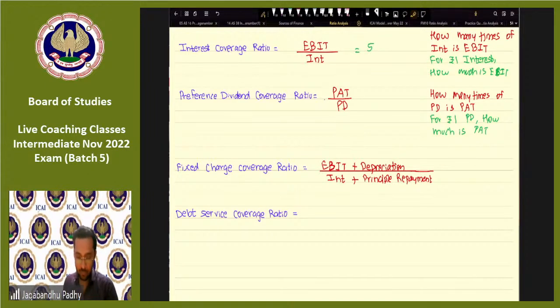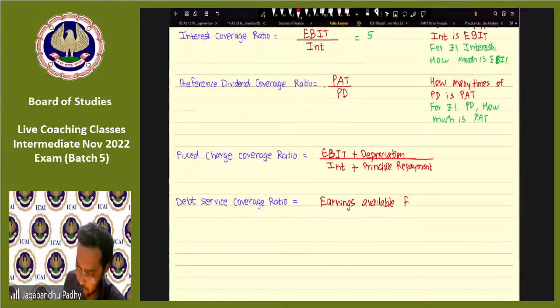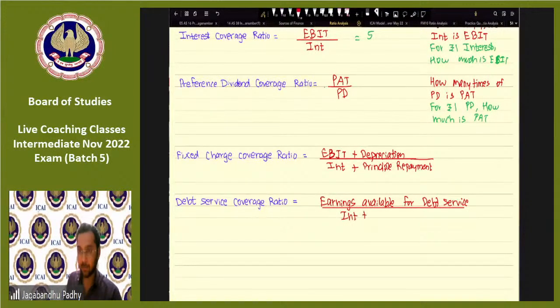Okay. Then debt service coverage ratio. Debt service coverage ratio is going to be earnings available for debt service, the whole thing divided by interest plus repayment of principal.